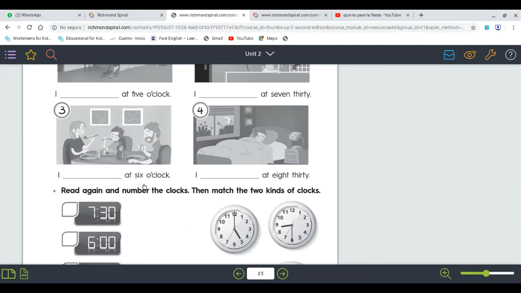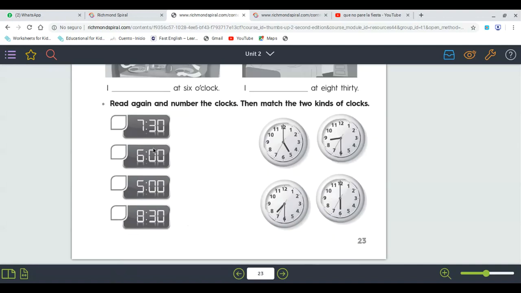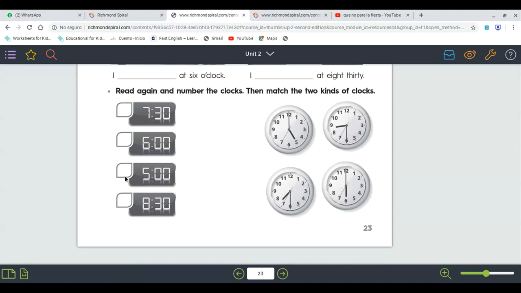I do chores at 5 o'clock. We are going to find here on this digital hour, en este reloj digital, vamos a buscar pues qué hora es. 5 o'clock. Hey, it is the number one. Action number one, the first hour, 5 o'clock. And the normal clock, this is a watch and this is a clock. Here we have the hour, 5 o'clock, the same. What are we going to do? We are going to match.